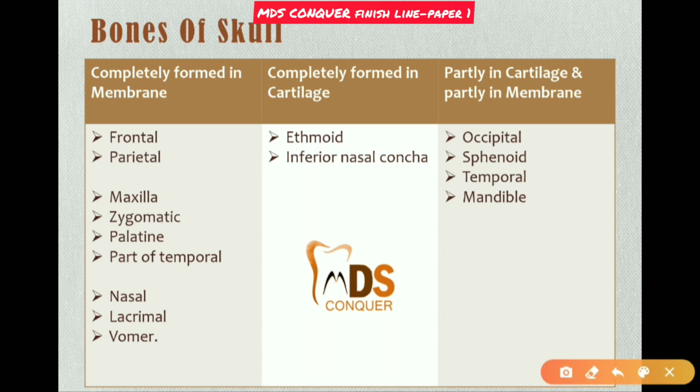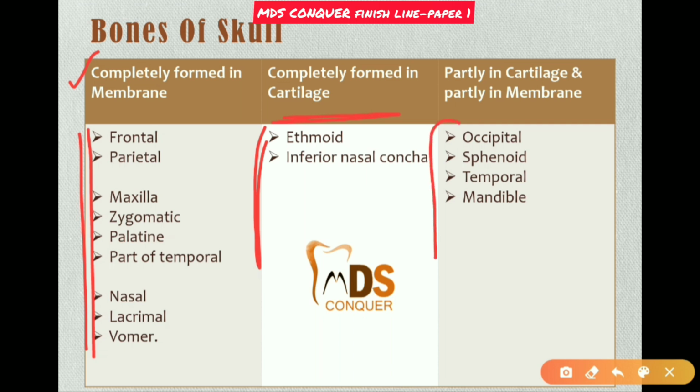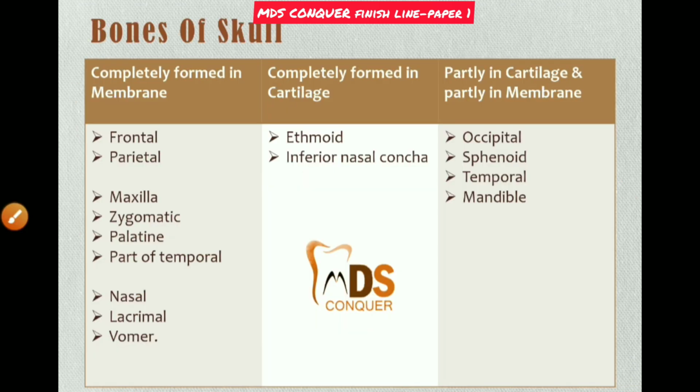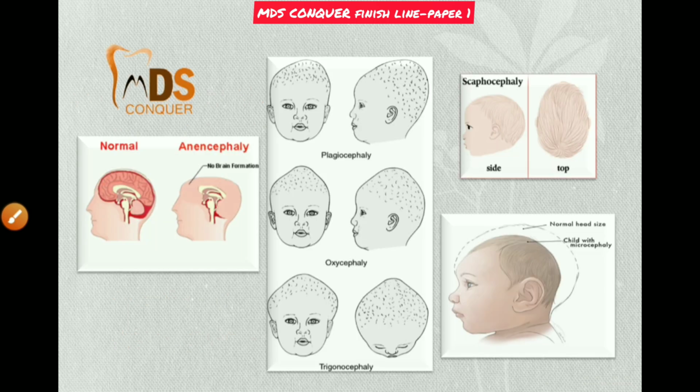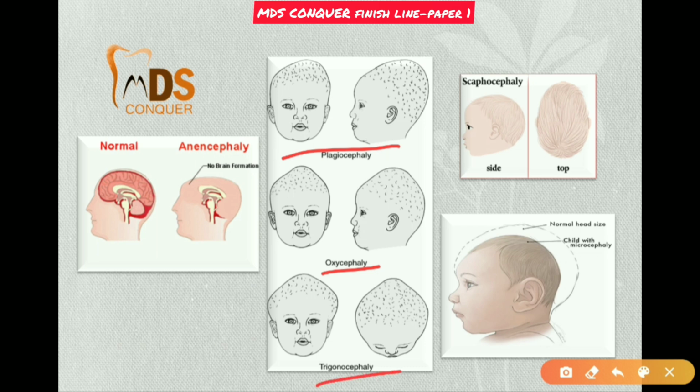And these are the bones of the skull which are completely formed in membrane. And these are the bones of the skull which are formed in cartilage, and partly cartilage and partly membrane. So you can include this easy table in your answer if they ask about development of the face. Then these are the anomalies of the skull like anencephaly, scaphocephaly, acrocephaly, oxycephaly, plagiocephaly, and hydrocephalus. So you can draw these diagrams also: plagiocephaly, oxycephaly, and trigonocephaly, triangle shape, enlarged microcephaly, and scaphocephaly, anencephaly.